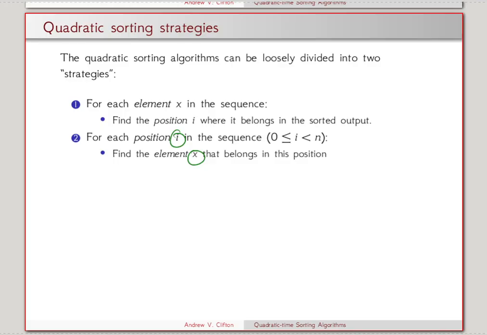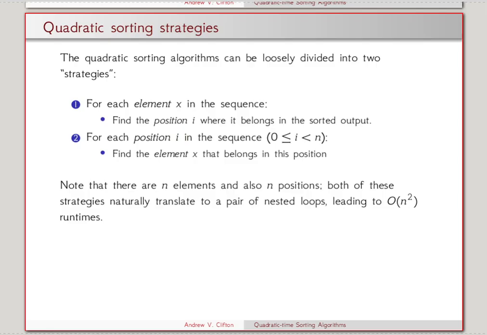Again, if you think of this in terms of sorting books, you ask, what book is going to go on the leftmost side of this shelf? What is the earliest author name that's going to go here? So you look through your pile of books and find somebody whose name starts with A. Note that there are always n elements and n positions. So this basically turns into a pair of nested loops. All of these work out to O of n squared time.